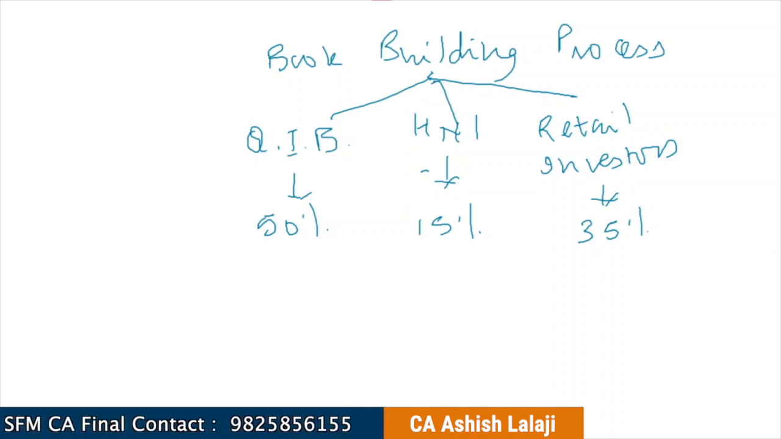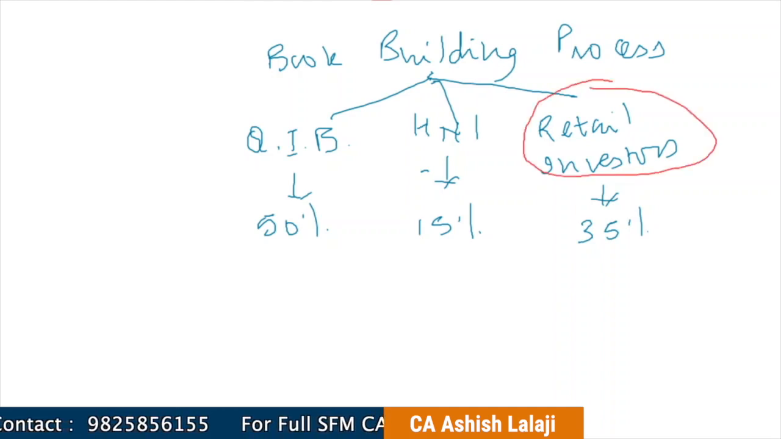High net worth individuals. High net worth individuals are those individuals in India, we have a rough definition, who have net assets of 7 crores or more. We can consider them as high net worth individuals. Around 15% of the issue is reserved for them. And finally, people like you and me, okay? People like you and me, we fall in the category of retail investors. So around 35% is reserved for them.